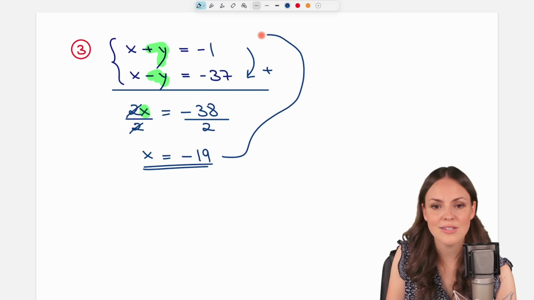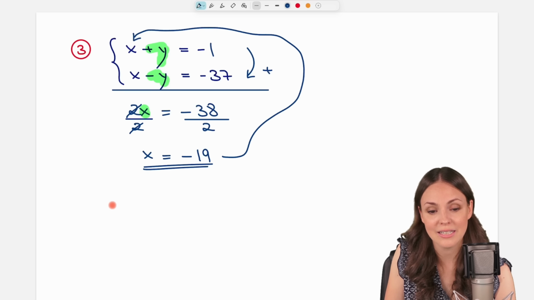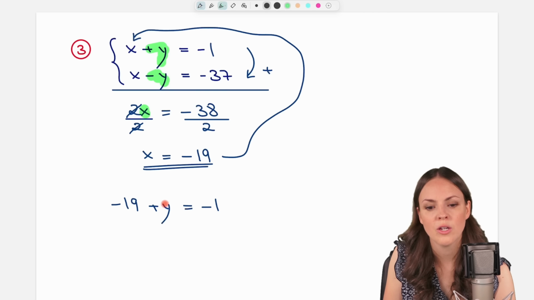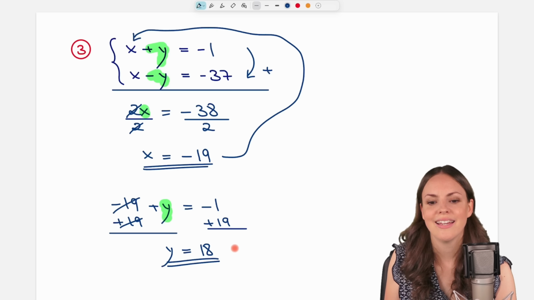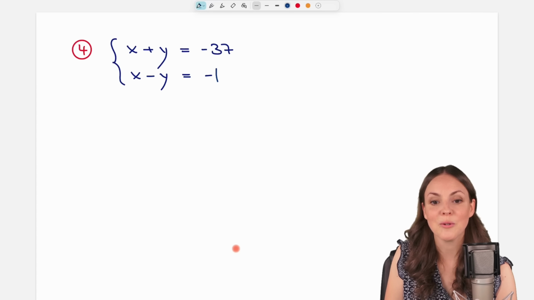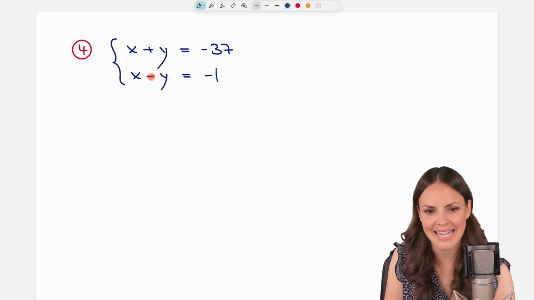So let's insert it again into the first equation here. Instead of x, we this time have negative 19 plus y, and on the other side we have negative 1. To solve for y, this time we add 19 on both sides so that this cancels out and only y is left. And here, negative 1 plus 19 is equal to 18 for our y. And we keep all these solutions in mind, but we have to take a look at one last case.